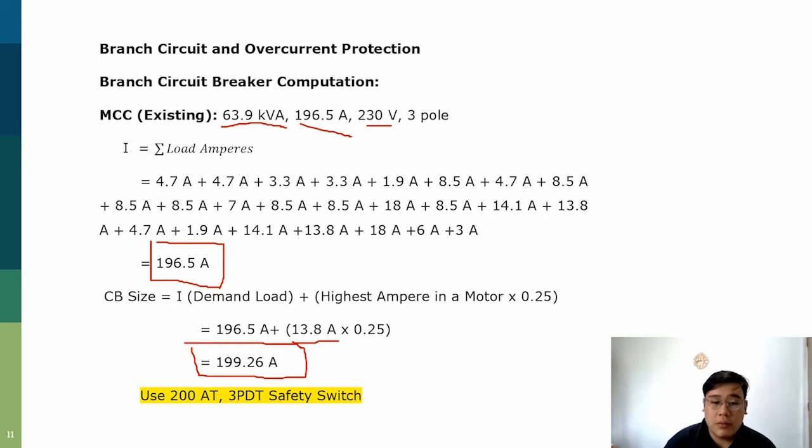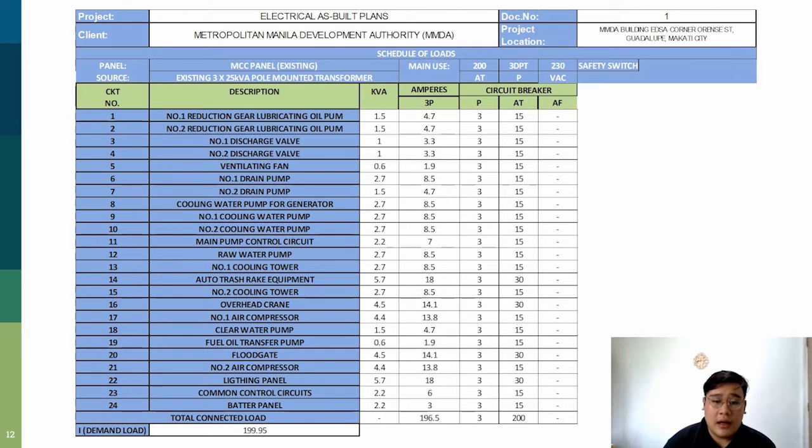Since nga doon pa lang sa computation natin, nag-add na tayo ng 1.25 for the protection of the protective device, gagamitin natin is the 200 ampere trip na 3 poles double throw safety switch. Ayun lang naman po. So, for next, ito naman, basically, ito po ang summary ng ating schedule of loads na una, which is the existing na MCC panel.